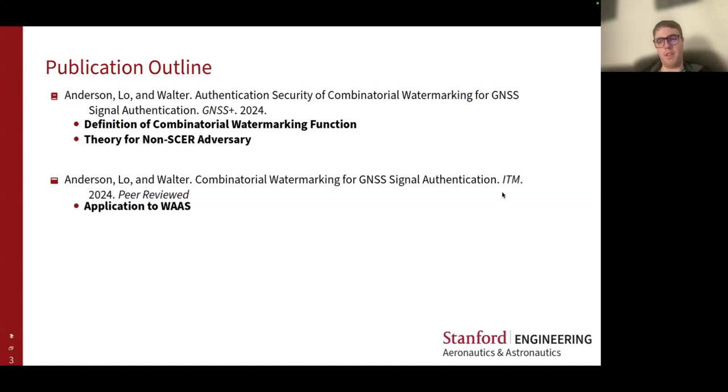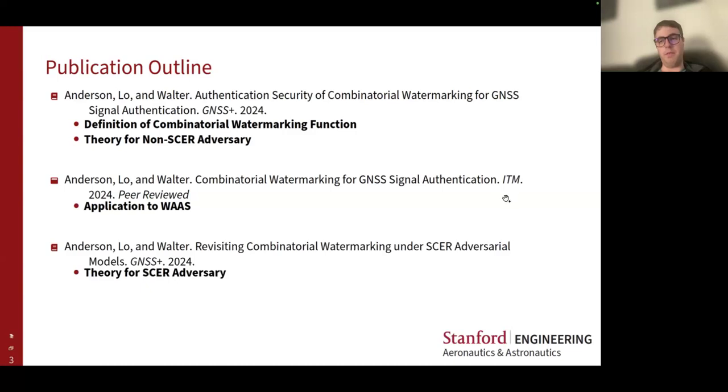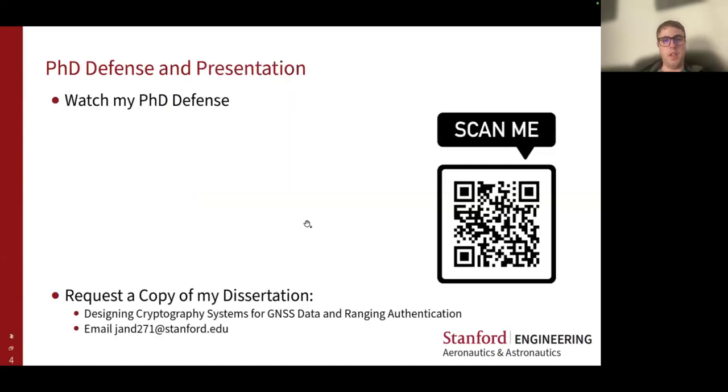This paper was submitted to ION about a year ago. After that, in January at ITM, we took this material and applied it to WAAS, and I'll have a slide on that. And then for Pacific PNT in April, I did the theory for the SER adversary. So you are all welcome to check out the papers after this.